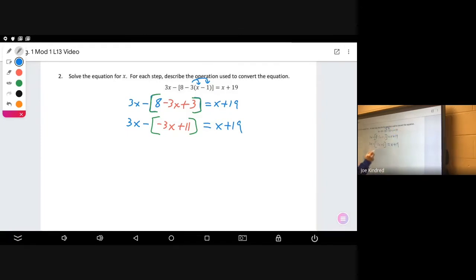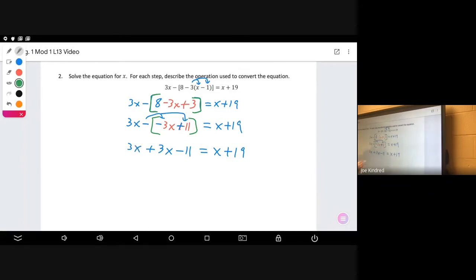I keep solving. My next step is I'm going to go ahead and leave the 3x out here. I have to distribute the negative in here and here. I have to get rid of the green brackets. And so negative times negative is a positive 3x. And negative times a positive is a negative 11. So we're slowly but surely getting to the solution.